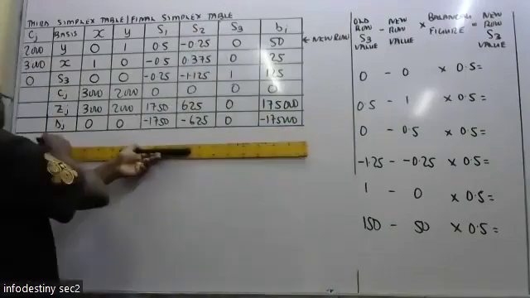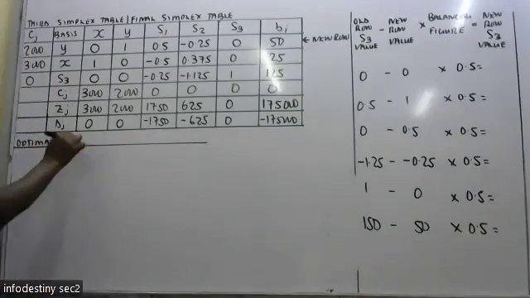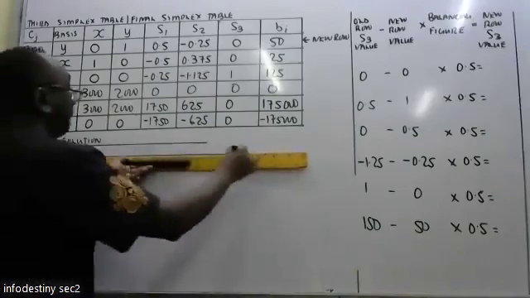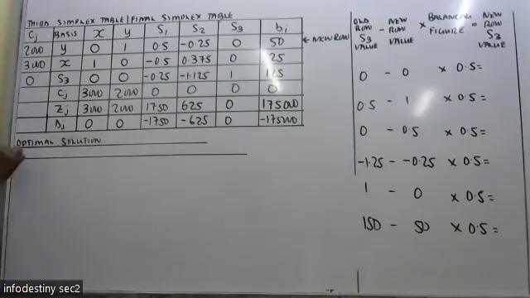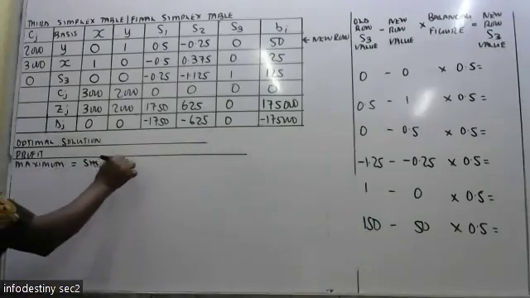So the interpretation or the optimal solution, which is a part of the optimal solution, so I want to start with profit. So profit maximum, nimekwambia hii ya huku. So that is shillings 170.